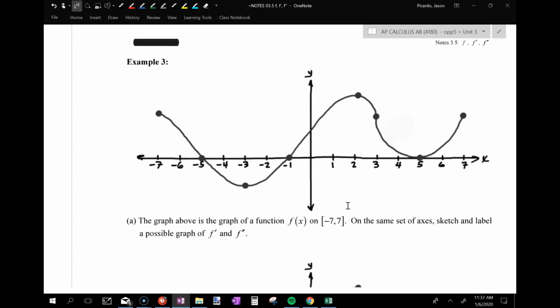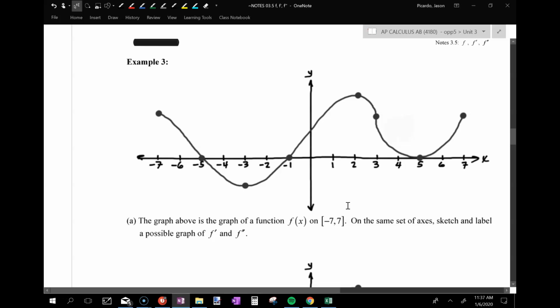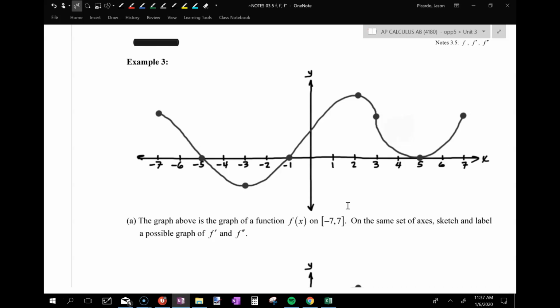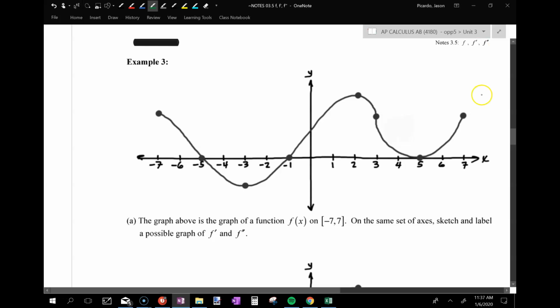It says the graph above is f of x. On the same set of axes, let's sketch and label a possible graph of the derivative and a possible graph of the second derivative. Sound okay? All right. Well, that kind of means play the plus minus game, and then take the plus minus game and draw it. Correct? So this is f of x.